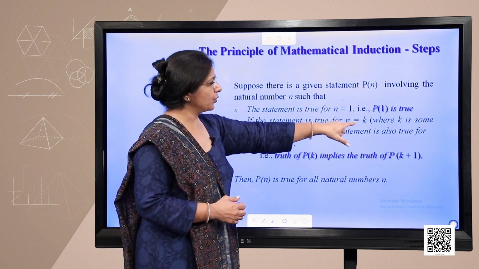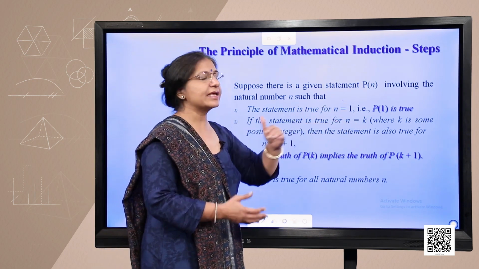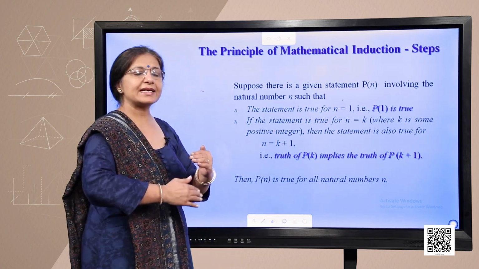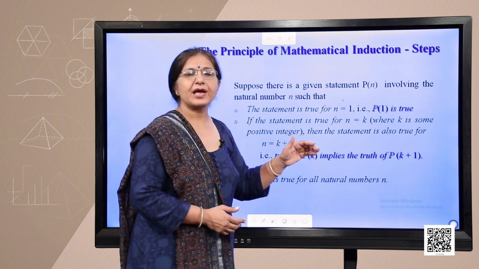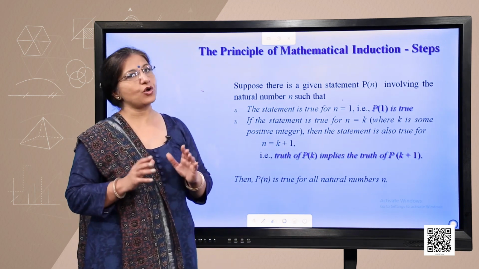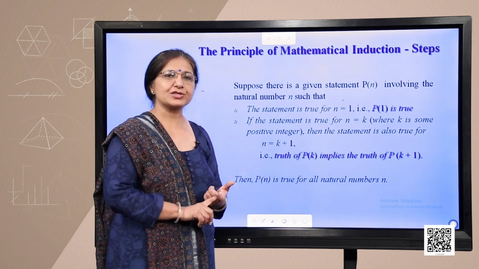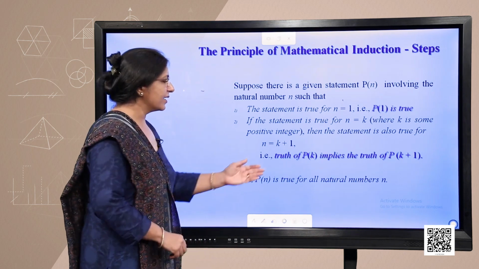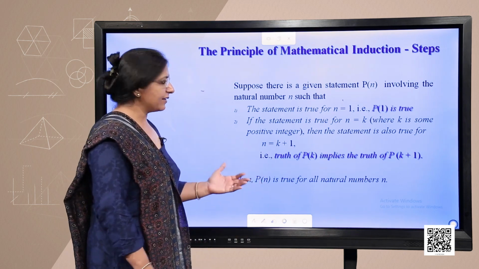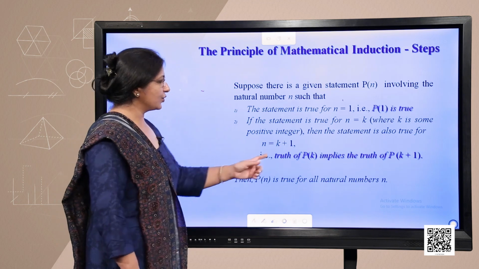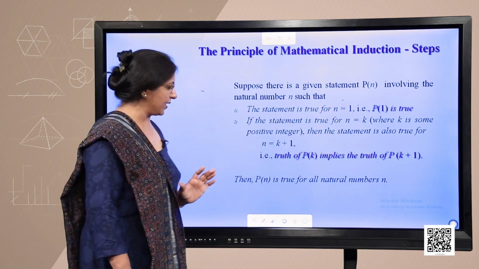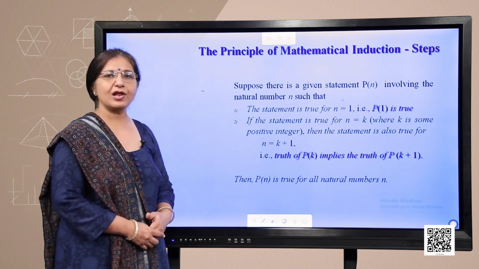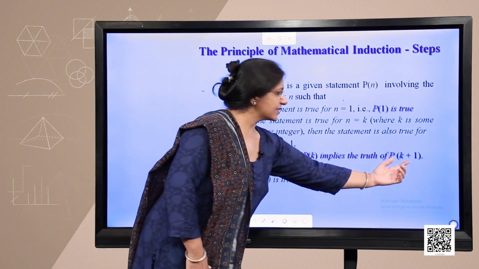The formula is true for any random number k, then we need to prove that its successive number, that is k plus 1, it is true for n is equal to k plus 1 also. And if it is true for k plus 1, then we can say that the formula is valid, or the truth of Pk implies the truth of Pk plus 1. So, Pn is true for all natural numbers if this is true.